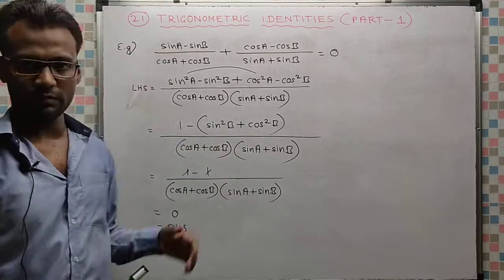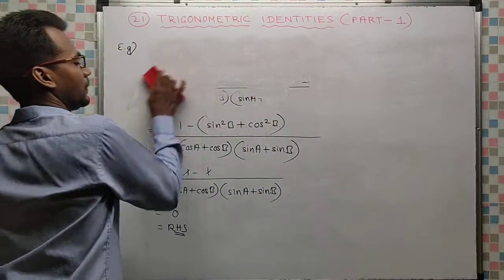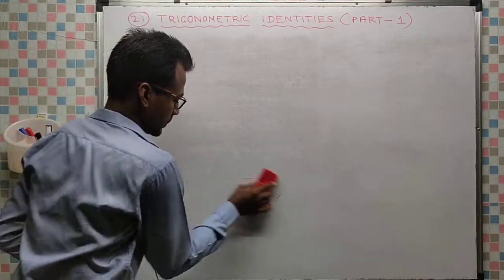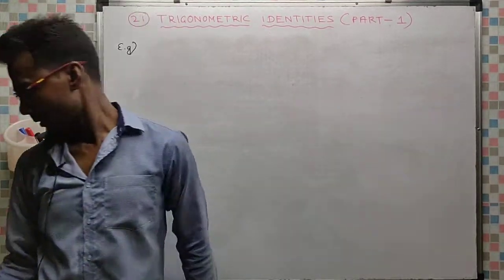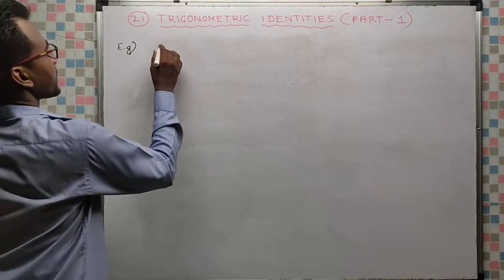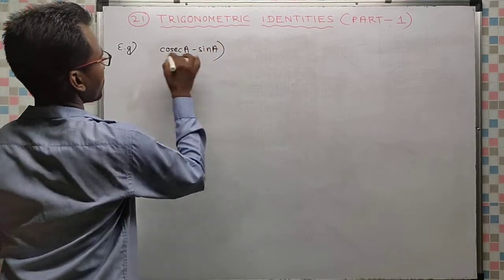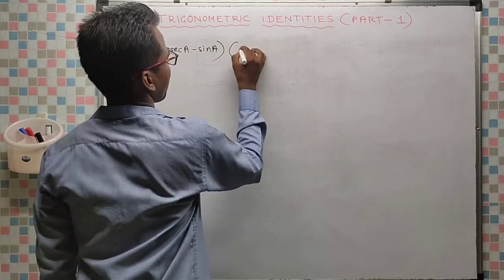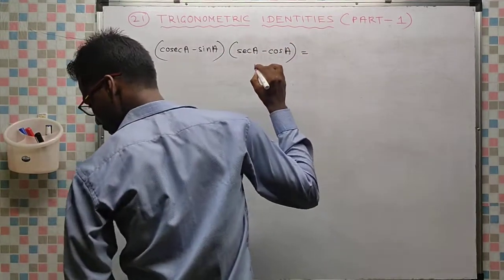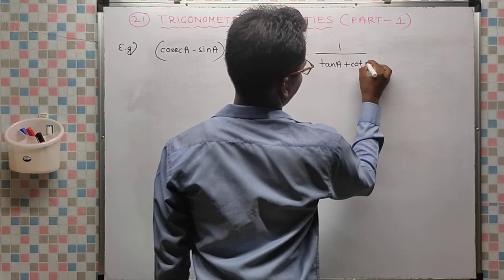Last example for this part. Last example: (cosec A minus sin A) whole into (sec A minus cos A) is equal to 1 by (tan A plus cot A).